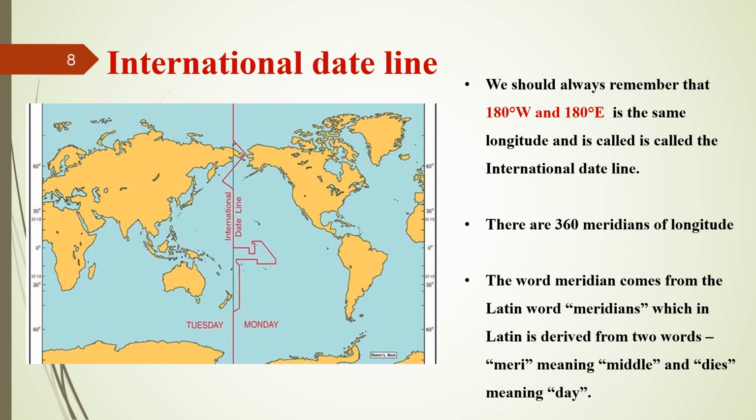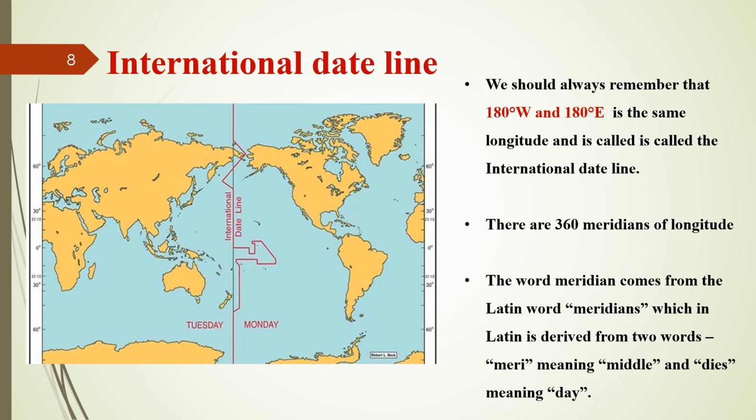Children, let us learn more about the international dateline. The international dateline is 180 degrees west and 180 degrees east, which is the same longitude. We should always remember that 180 degrees west and 180 degrees east is the same longitude. That is why it is called the international dateline.